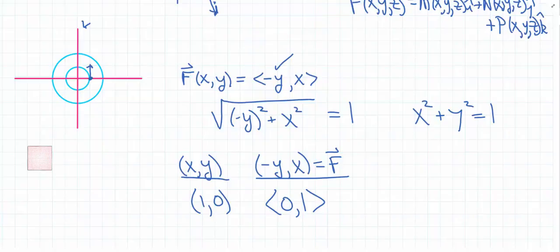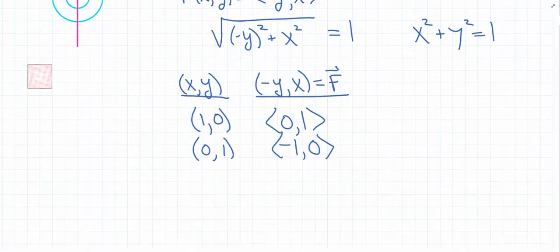Now, I can do the same thing. Let me do 0, 1. So if I do 0, 1, then I've got negative 1, 0. So at 0, 1, it says go to the left 1 and don't do anything on the y. So I've got that. Now it looks like it slopes up a little bit. That's just my drawing. I messed up. Y'all see that? Now you can keep going.